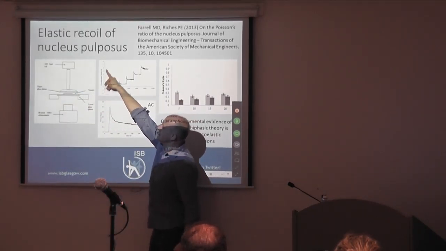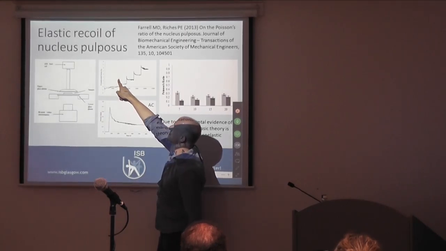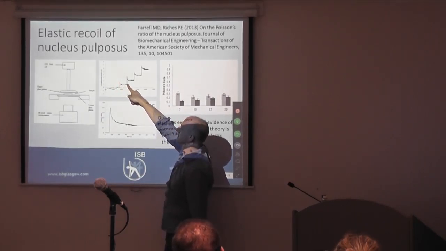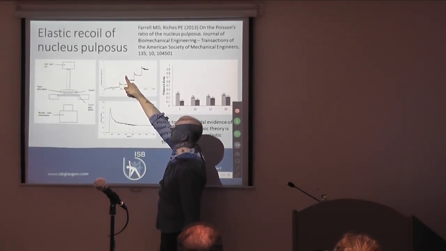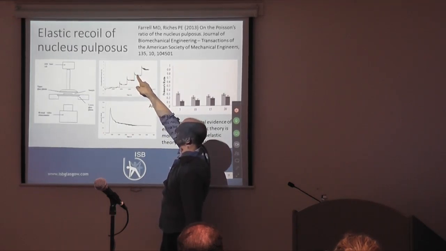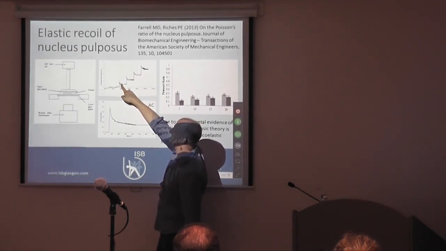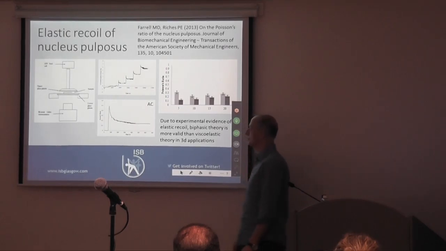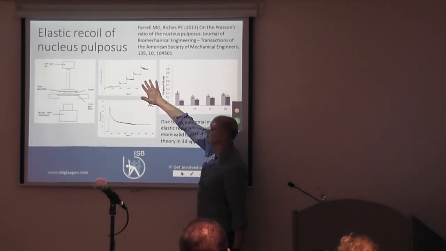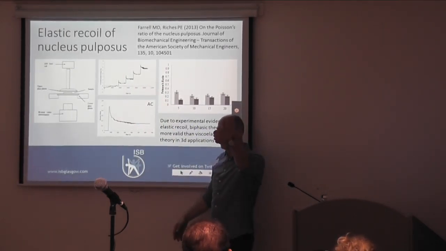And this is Poisson's ratio, circumferential strain. We did a stress, and it relaxed off. Radial recoil, and it relaxed off. Radial, yes. So these things are indicative of radial recoil. So this was the nucleus pulposus. He did it once on articular cartilage.